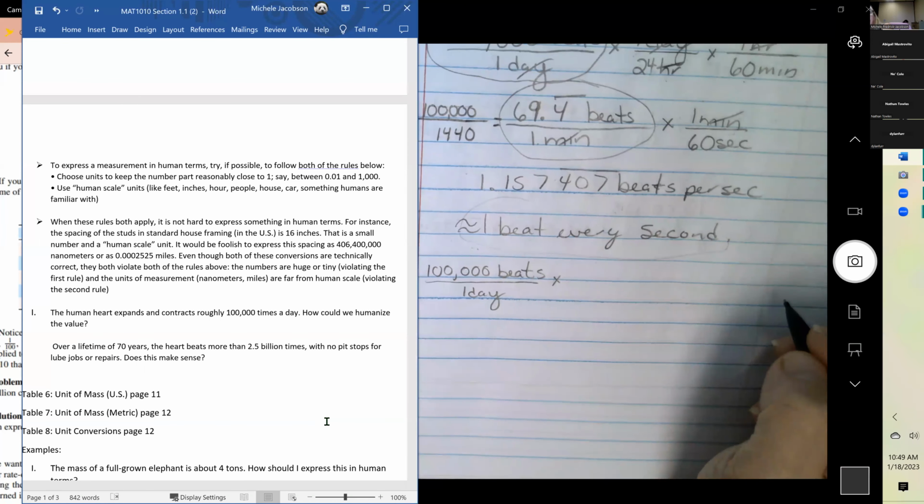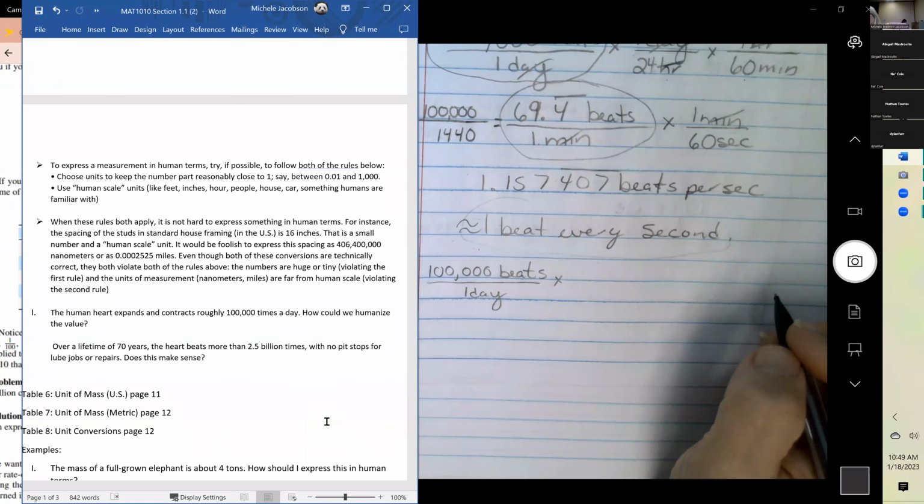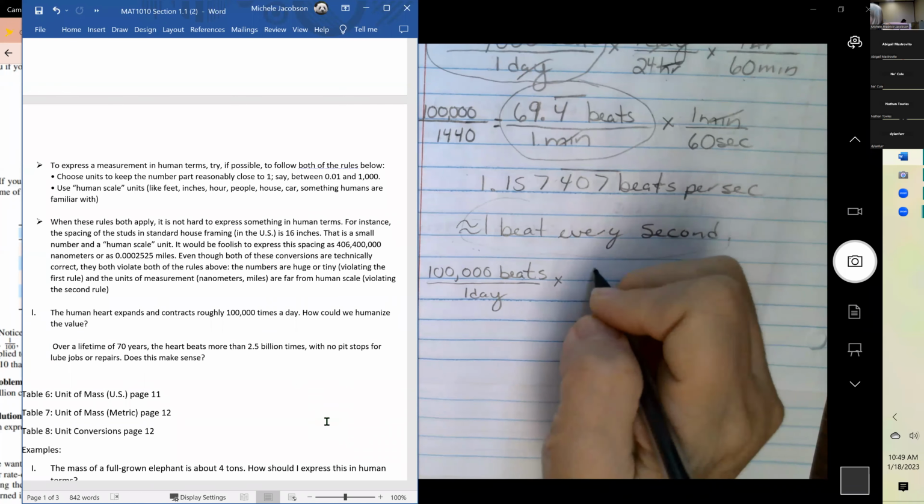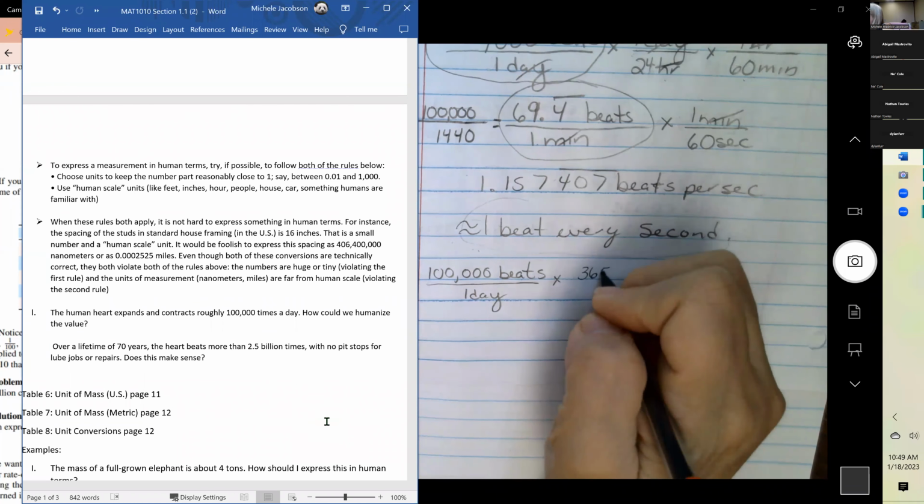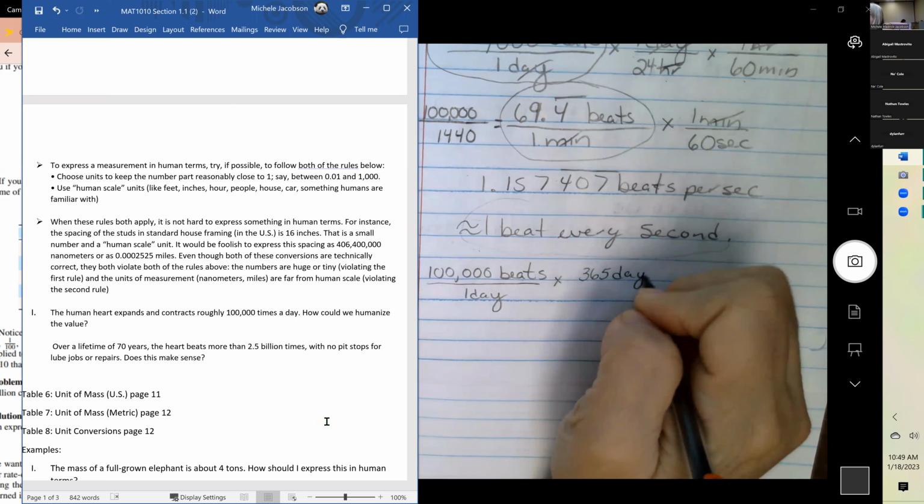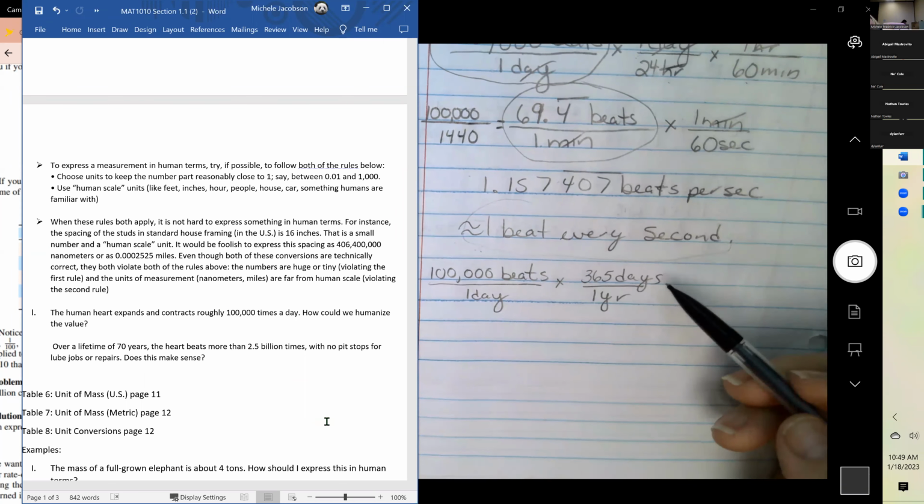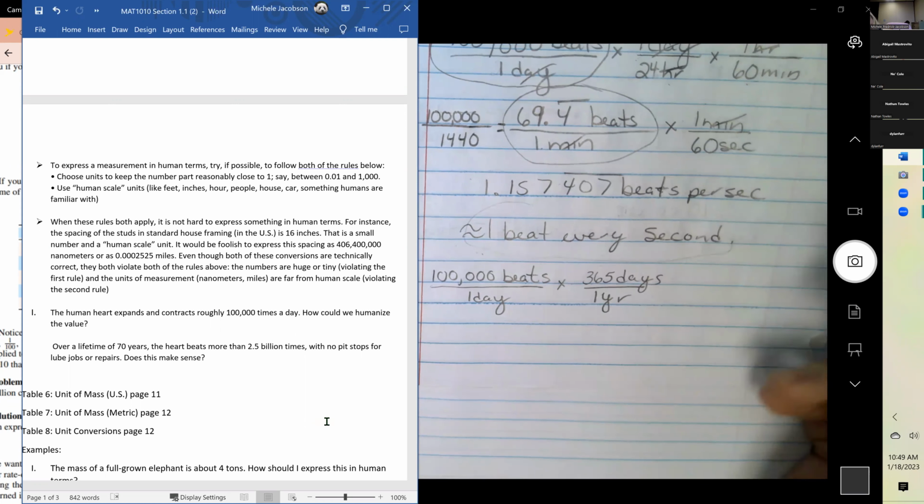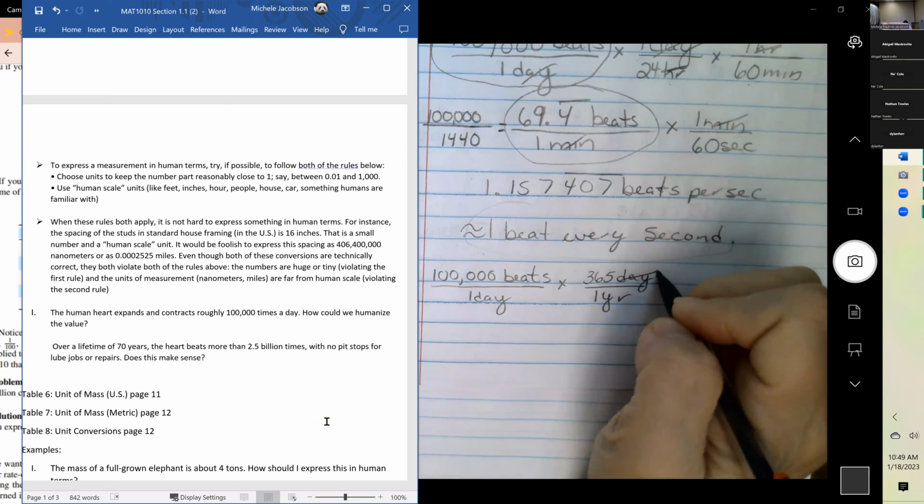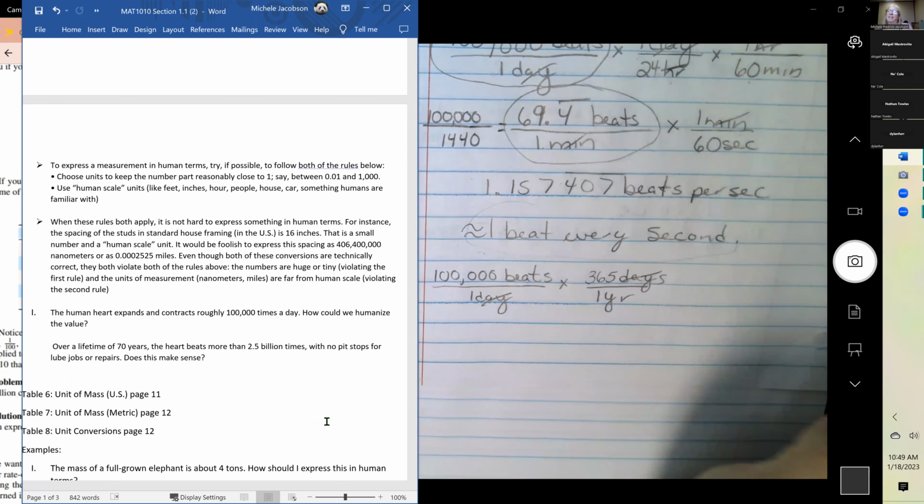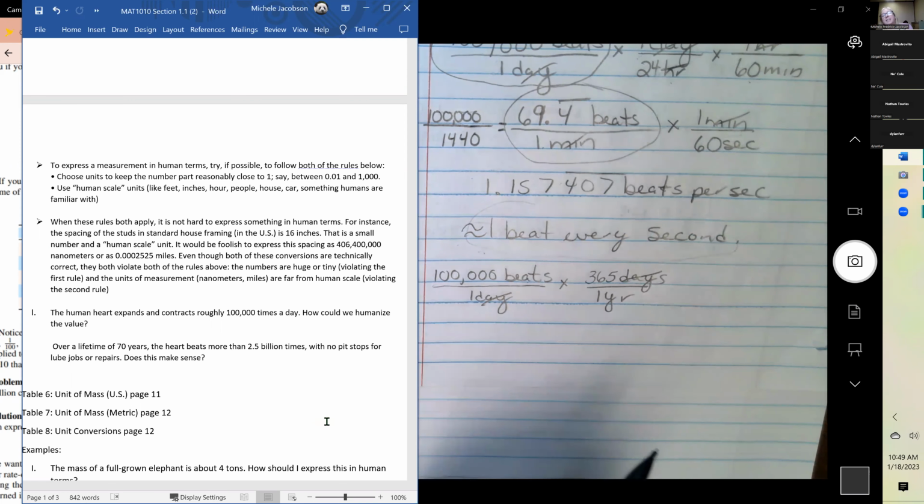Well, we can go to years. How many days are in a year? 365. Yep. And was I correct to put days on the top? Yes. Always have a pencil in case you need to erase it. But you do want days on the top so that they'll cancel. Now we have years.